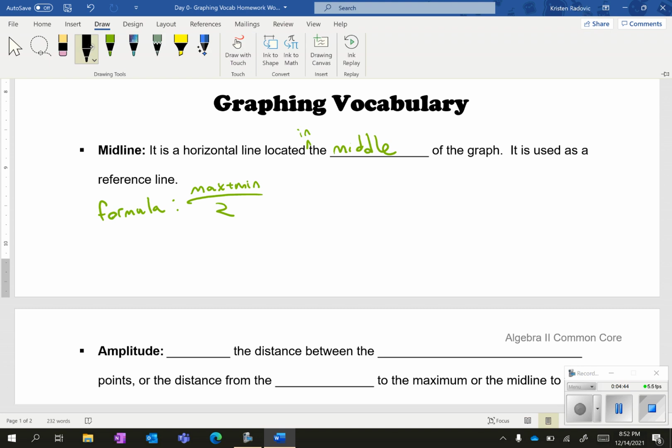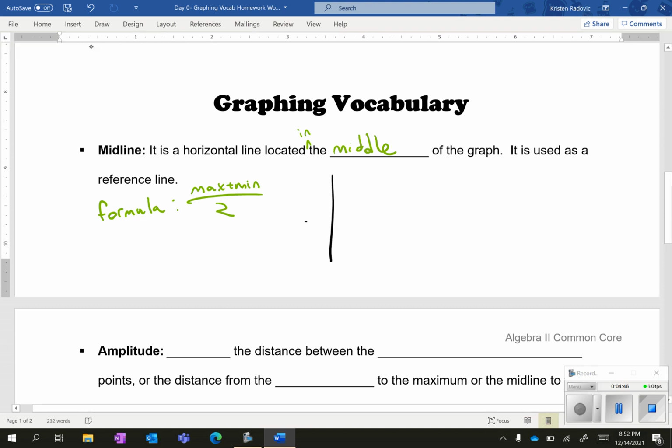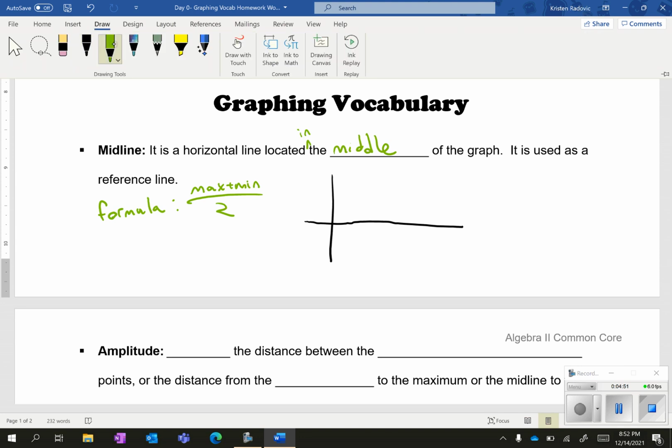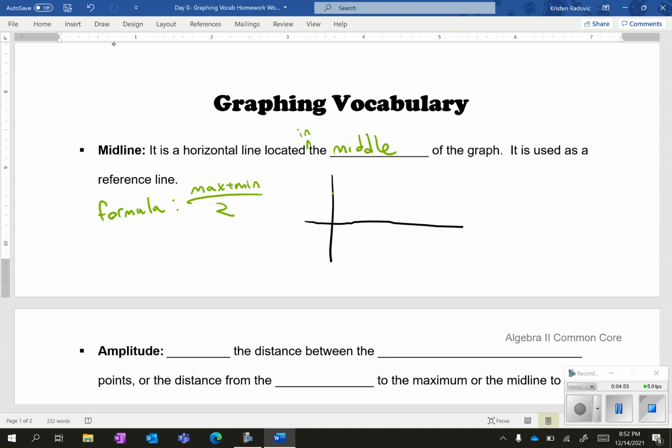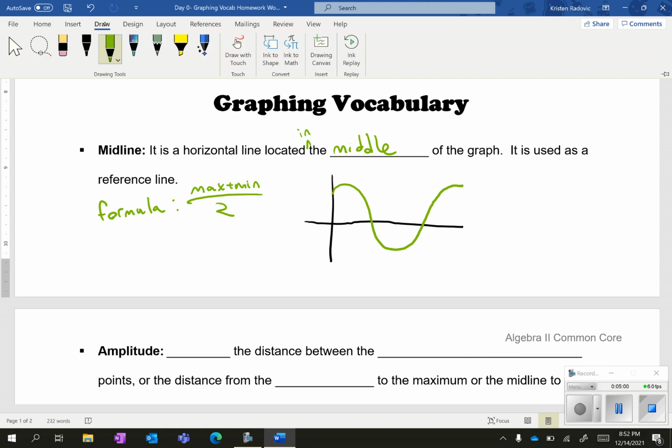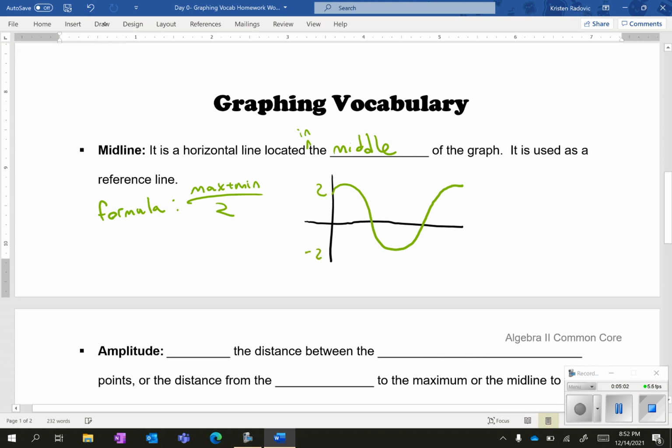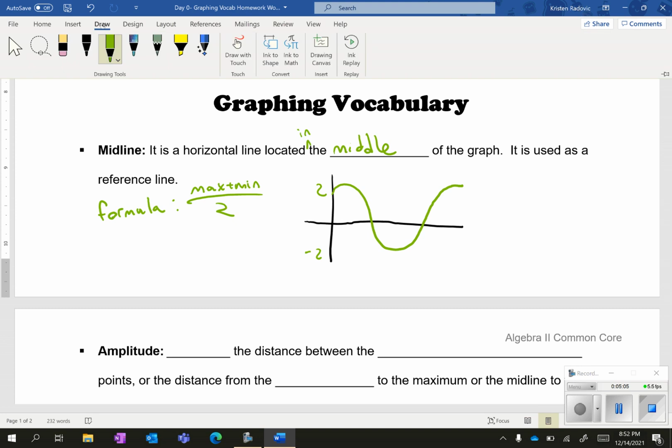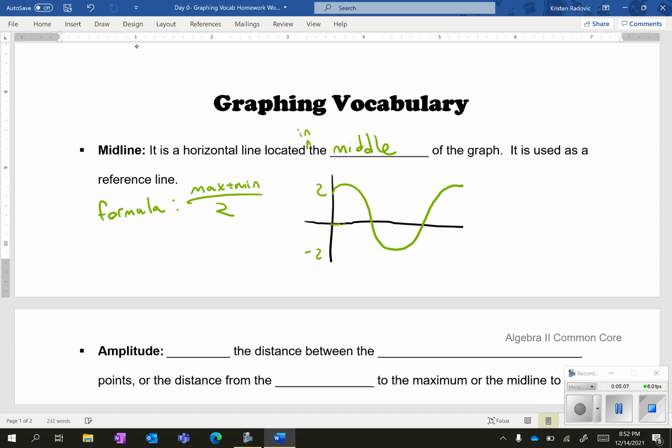For example, if you were to have a graph, and let's say our graph is there, and this is at 2, this is at -2. Your midline is the middle, and the middle is at y equals 0. That is your midline.